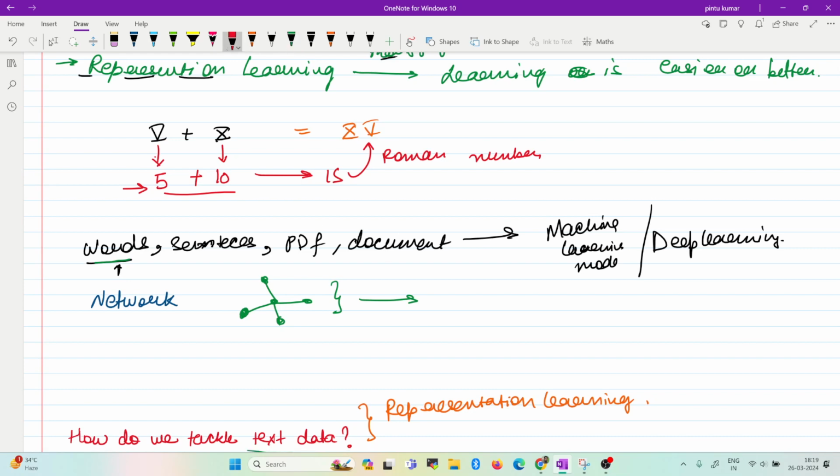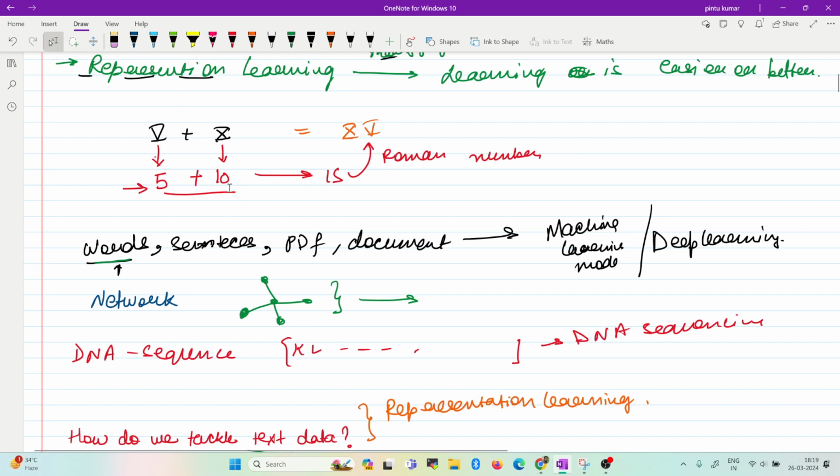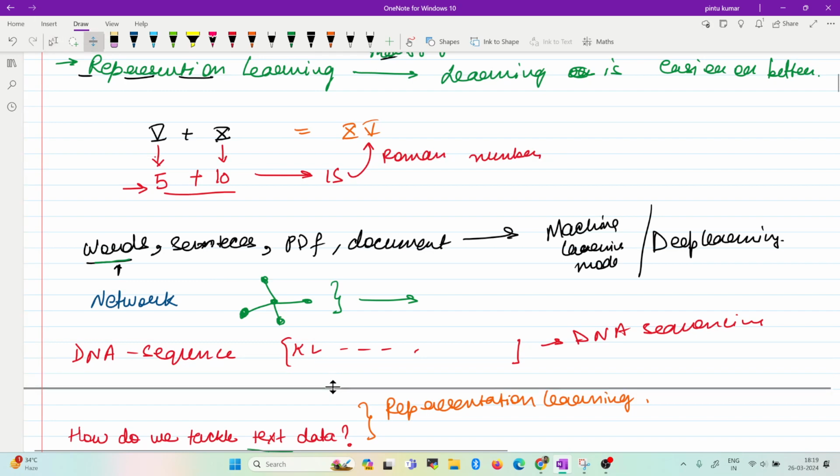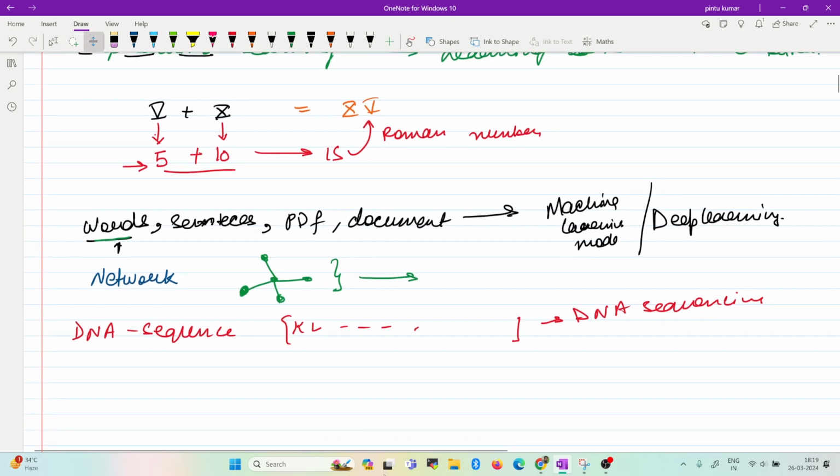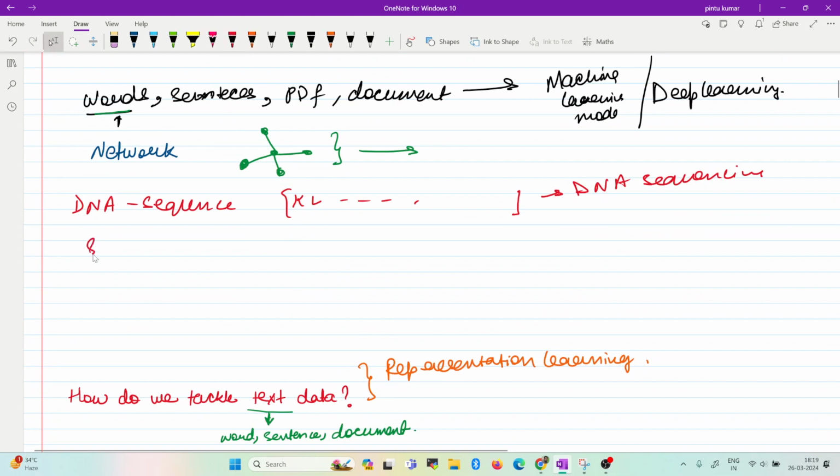You want to apply machine learning on these kinds of data sets. Another example can be a DNA sequence. You have a sequence of letters, and you want to make some predictions on these DNA sequences. You might encounter many different kinds of data sets in the world, for example a speech data set, where you will have waves.